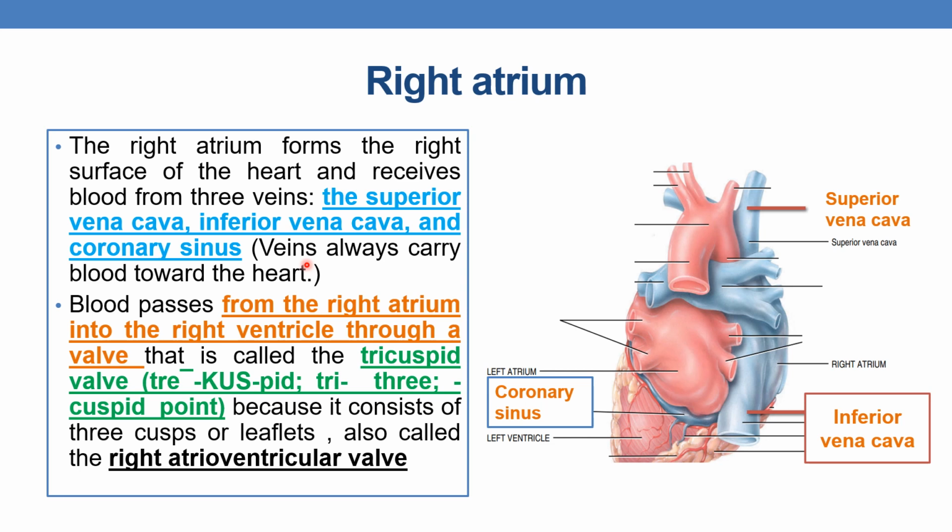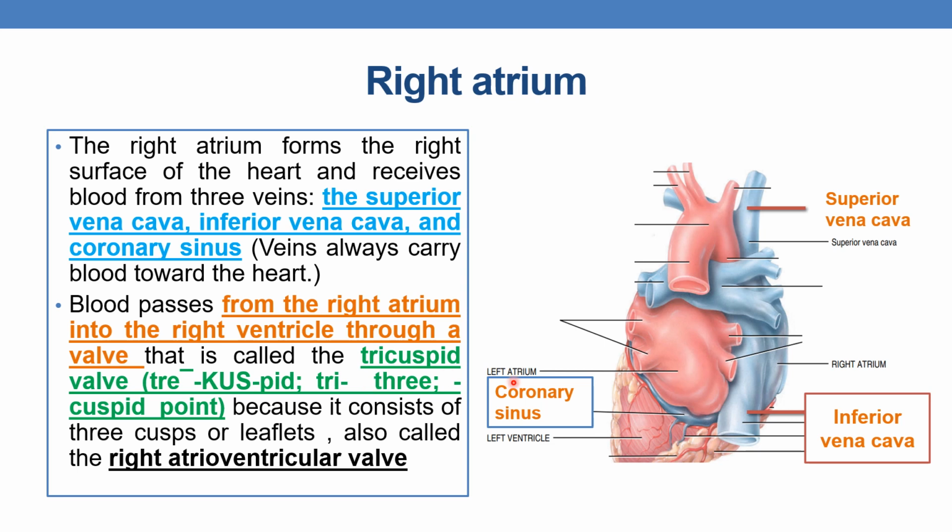As we have discussed earlier, veins always carry blood towards the heart, and the blood passes from the right atrium into the right ventricle through a valve called the tricuspid valve. Tricuspid valve. It indicates three cusps.